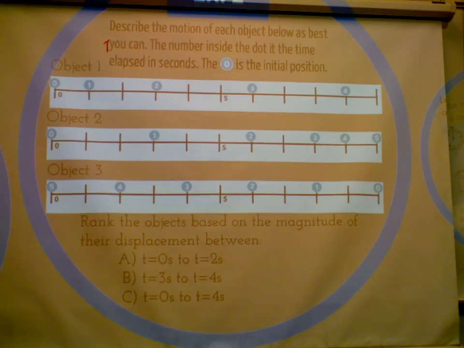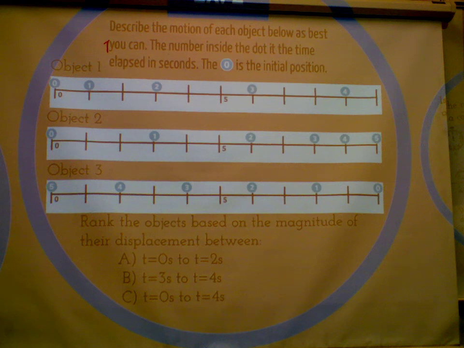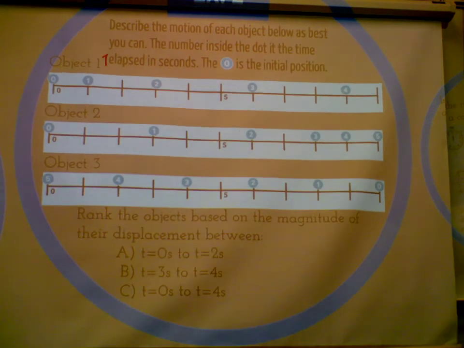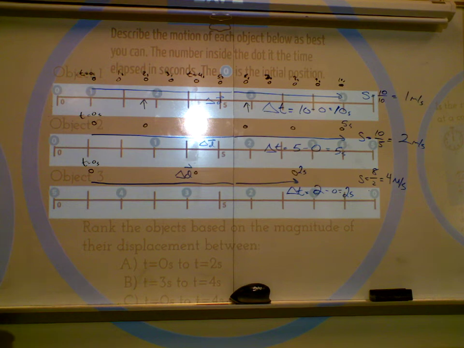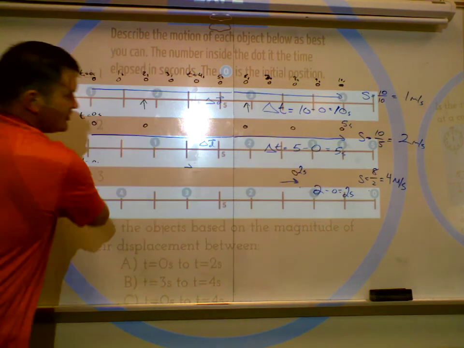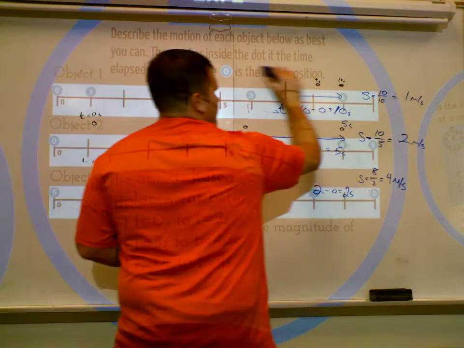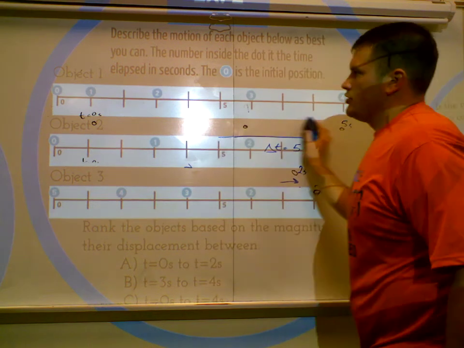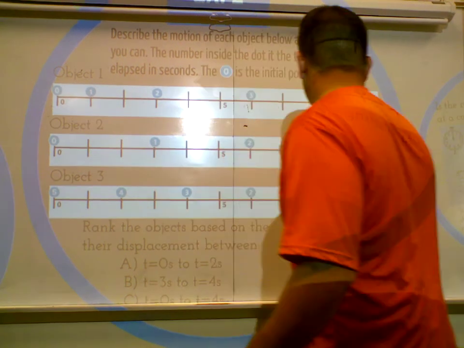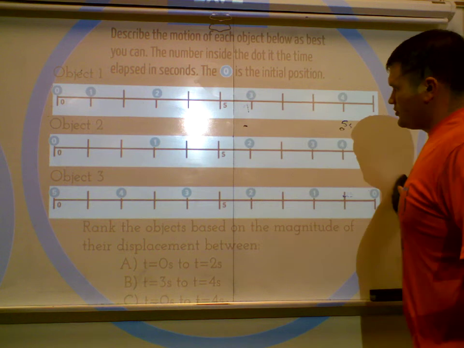Rank the objects based on the magnitudes of their displacements between 0 and 2, 3 and 4, and 0 and 4. Now, you don't have to draw this out on your own paper if you don't want to. I have some marks on my board that I need to erase. This isn't too jumbled.